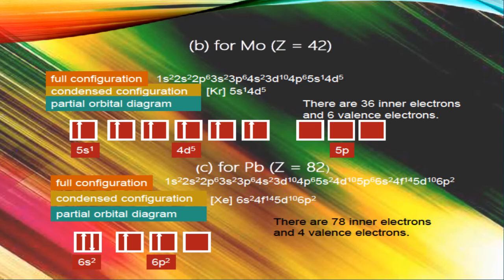Next example is lead. Atomic number of lead is 82. So full configuration is shown here. And then the condensed configuration. Here the nearest noble gas is xenon, so xenon in the bracket and 6s2, 4f14, 5d10, 6p2. The partial orbital diagram is shown here. There are 78 inner electrons and 4 valence electrons in lead.